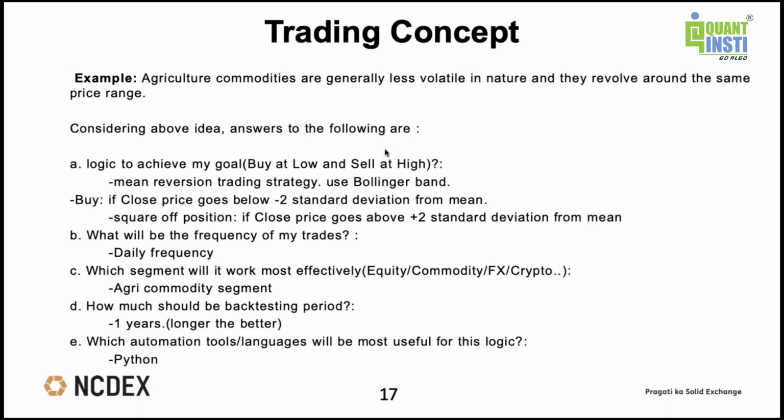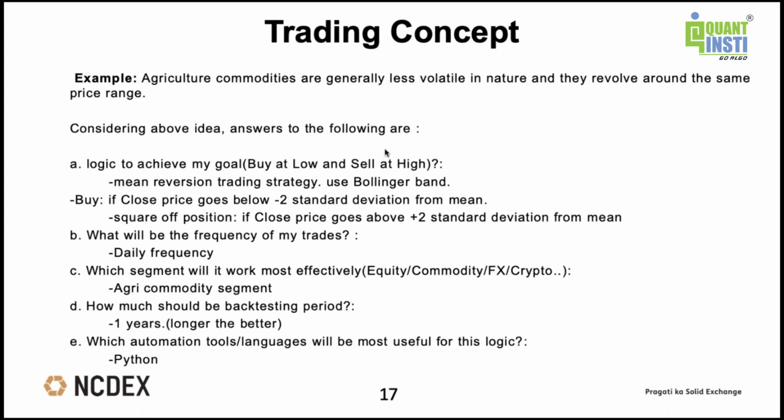So there is an indicator called Bollinger Band. It is very good for applying mean reversion strategies. It takes care of the standard deviation and the mean, and it has the attributes of standard deviation and mean, on the basis of which we can decide some levels.